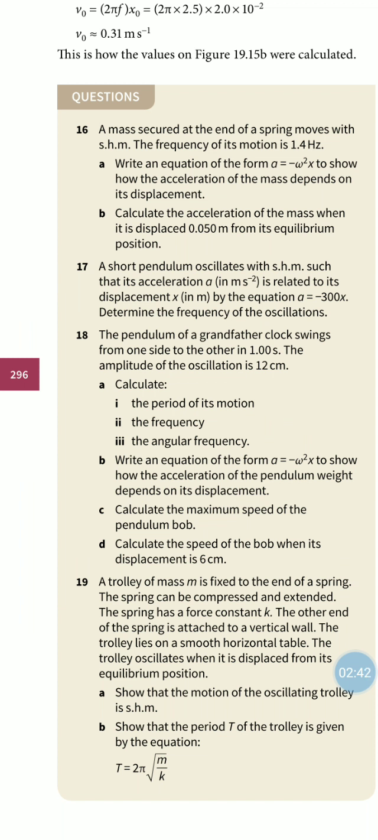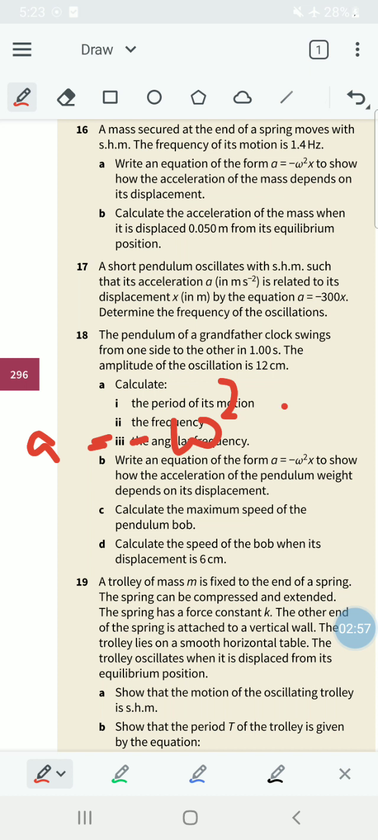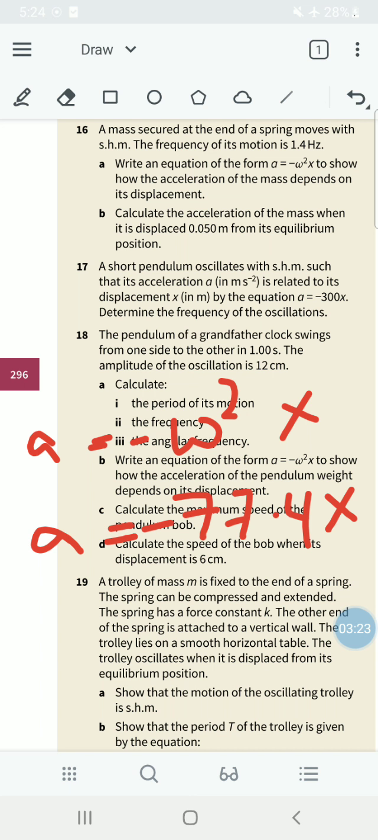They are asking, write an equation of the form a equals negative omega squared x. So you substitute the values into that equation. You have a equals negative omega squared x, and you got the value 8.8 per second. When you substitute those values, you will get a equal to negative 77.4x. So that is the equation, the answer for part A. I hope you understood that part.